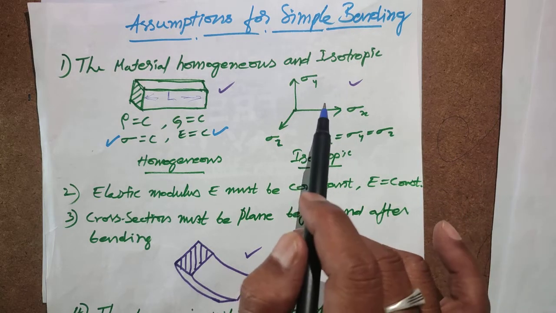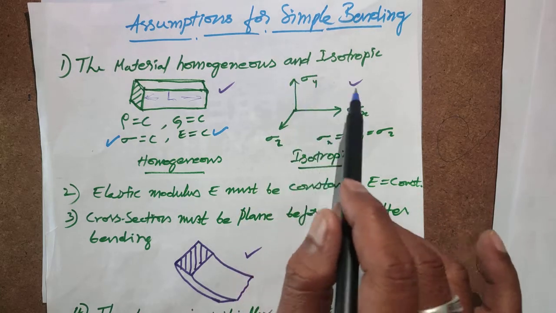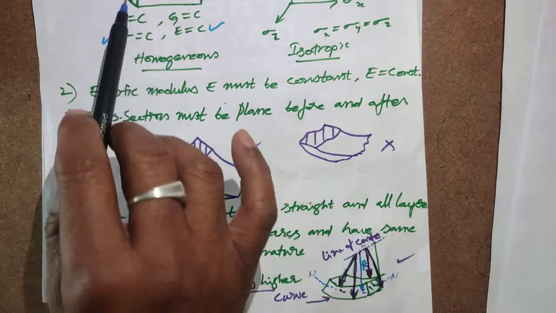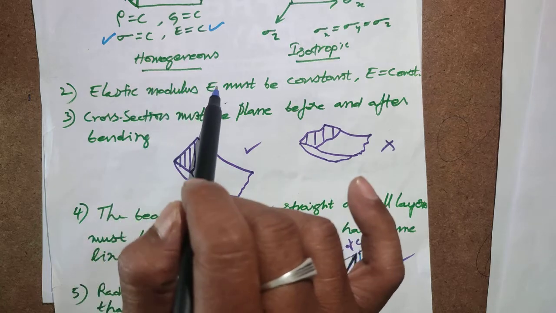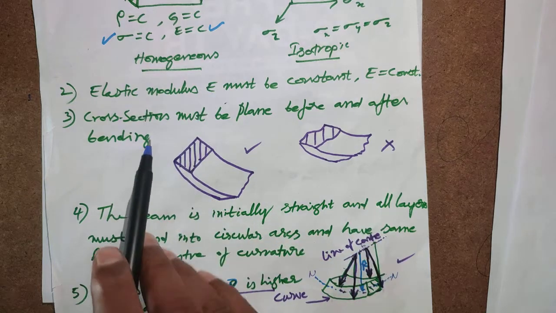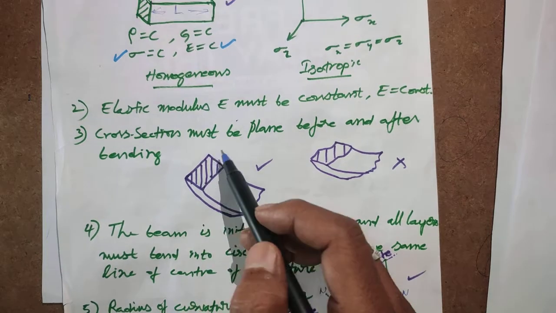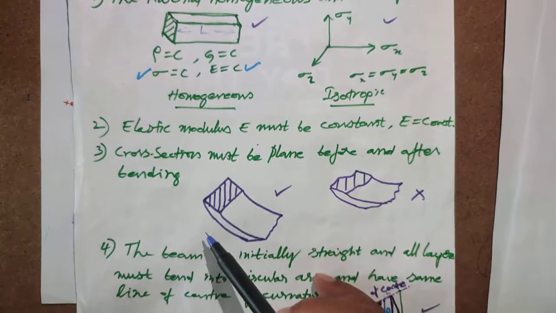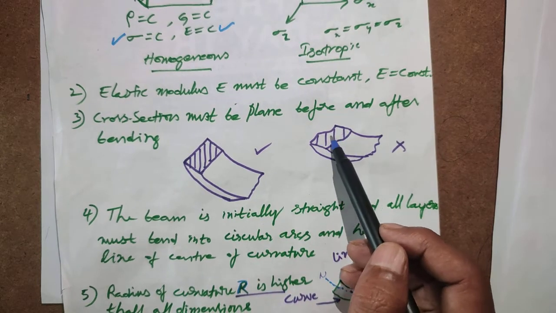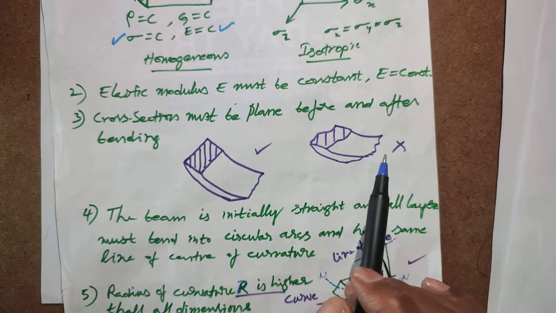That is called isotropic property of the material. So for our bending theory, the beam should be isotropic material, and the modulus of elasticity is constant throughout the beam. It should obey Hooke's law. Then the cross section must be plane before and after bending. The cross section before bending is like this, and it has the same shape like this. If it is changing its shape like this, it is non-planar. It cannot obey the bending theory.